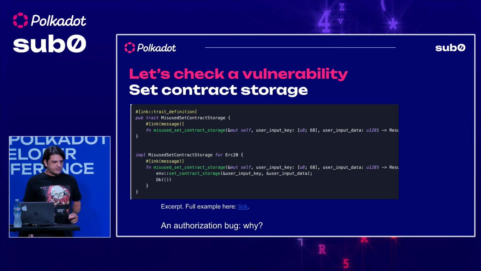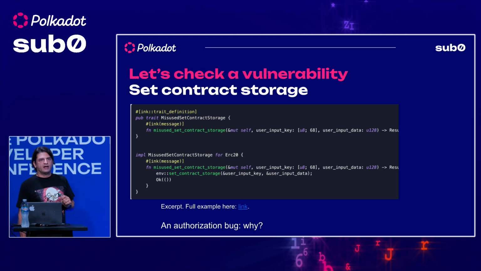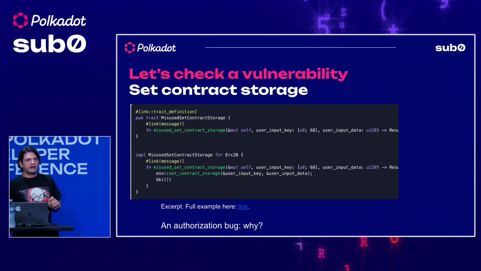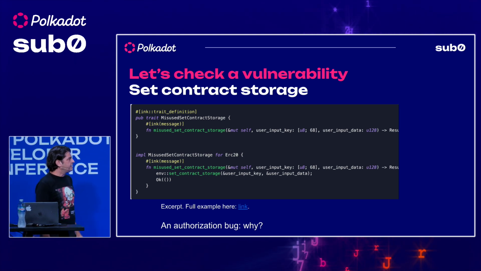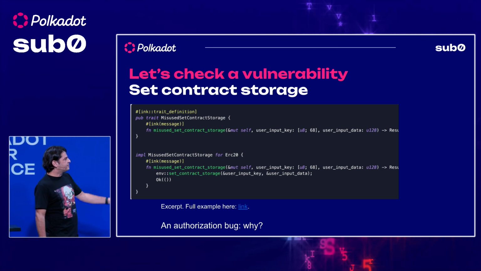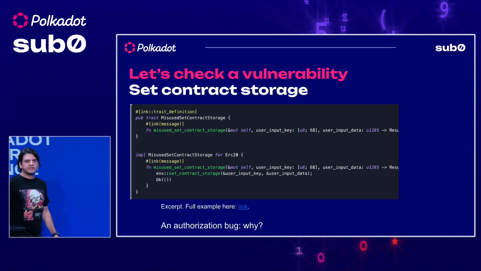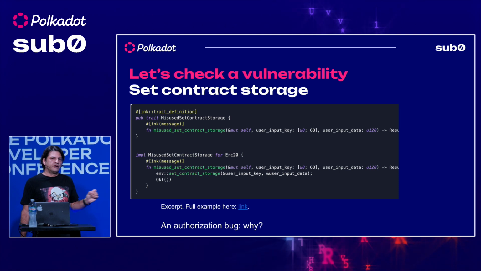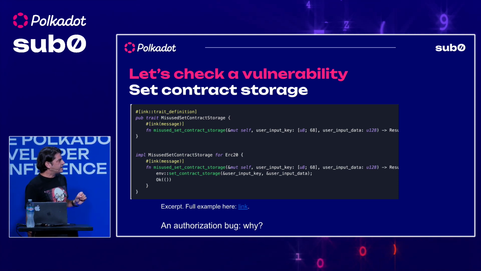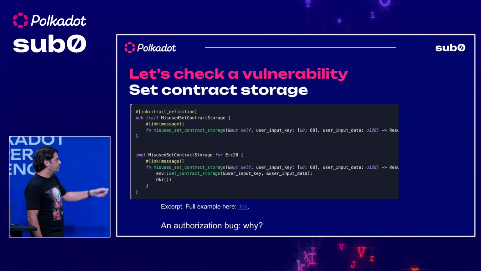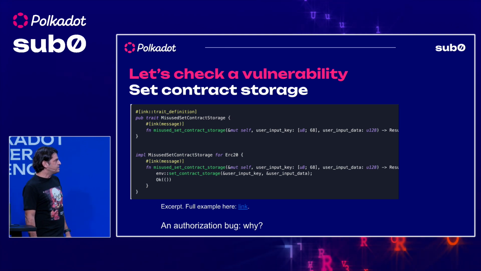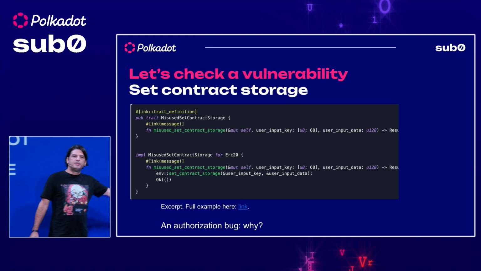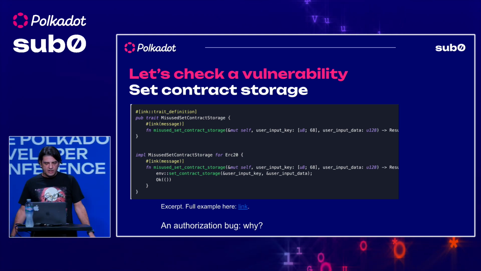So let's look into one example of a vulnerable smart contract. Here, there's an excerpt of a vulnerable smart contract. What you see here is the use of set contract storage. This is a command that you can use to write into the memory of the contract, and in this case, you see this is unprotected. The function is one simple function called misuse set contract storage. There's a fuller example there.